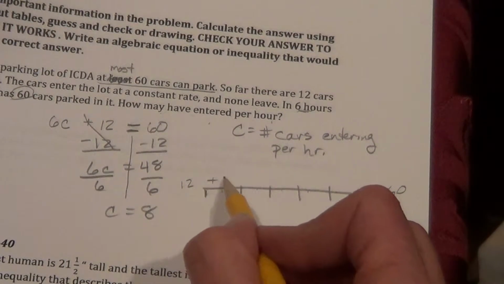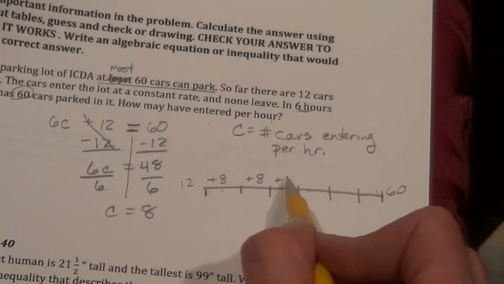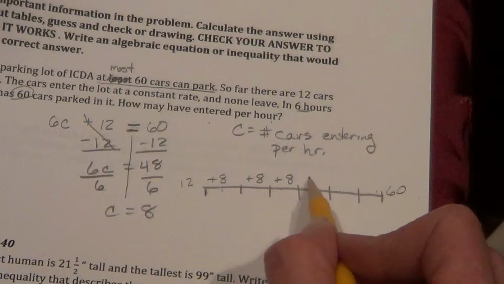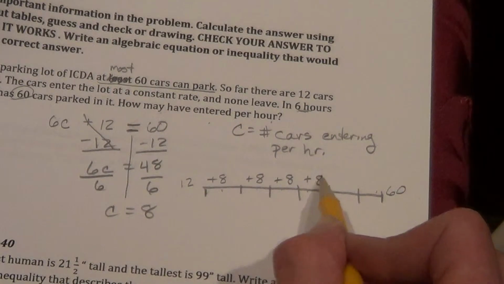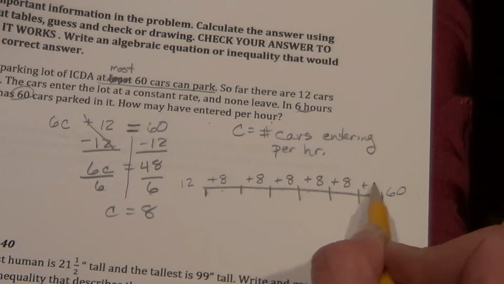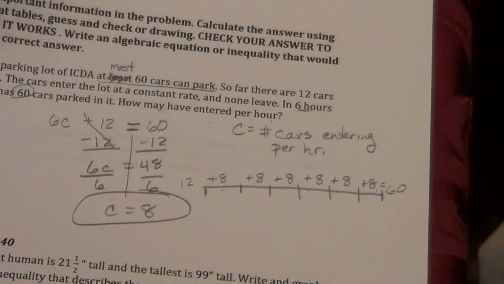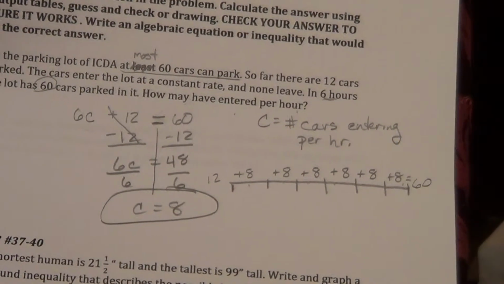So 12 plus 8 would be 20. Plus 8 would be 28. Plus 8 would be 36. Plus 8 would be 44. Plus 8 would be 52. Plus 8 would equal 60. So I'm convinced that's right. Make sure that your word problems make sense.